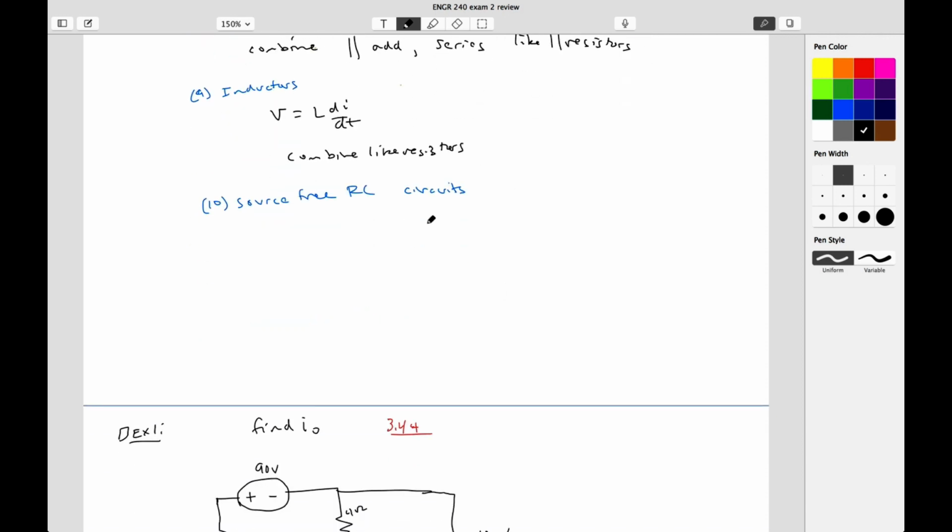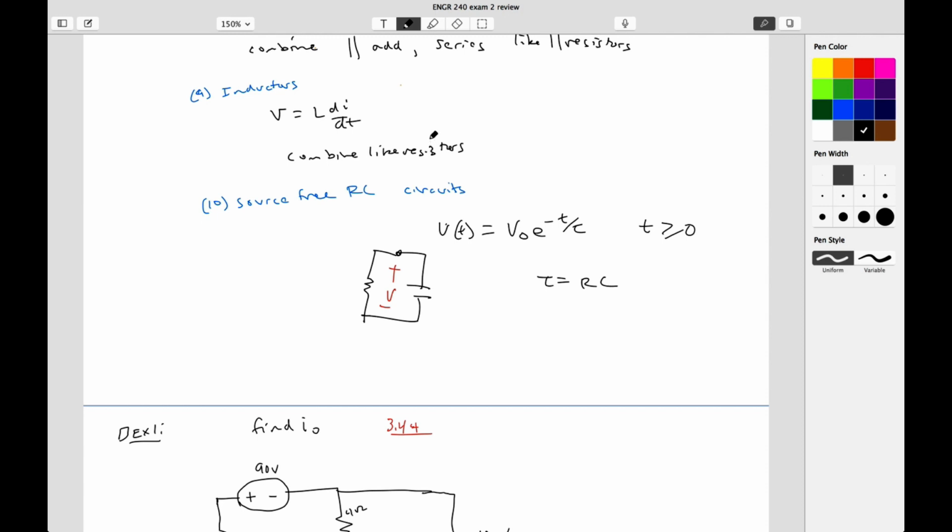All right, and then the last thing is source-free RC circuits. If I give you something that looks like this, resistor, resistor, capacitor, then V of t, which is the voltage across this capacitor, is equal to V naught e to the minus t over tau, when t is greater than or equal to 0, and tau is equal to RC. All right, source-free RC circuits.